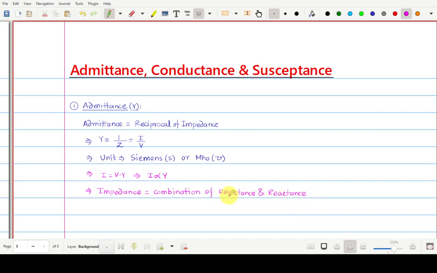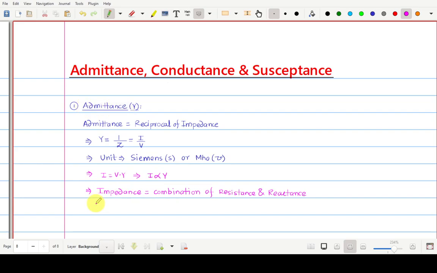Resistance is offered by a resistor, and a resistor will offer opposition to the flow of current irrespective of time, means at any instant of time resistance will remain the same, but reactance is decided by the time parameter. So if time is changing, reactance will change. In case of resistance, your opposition will remain the same throughout the time period. In case of reactance, your opposition to the flow of current will change according to time. This is the basic difference between resistance and reactance. And if you use the combination of these two, we get impedance. Similarly here we will get admittance.